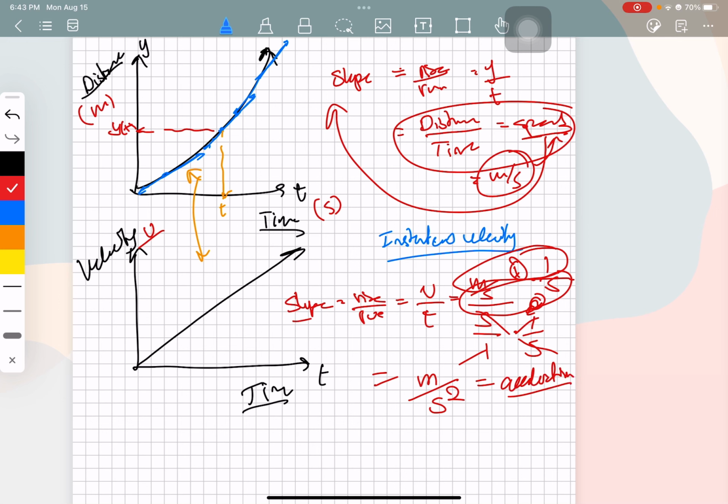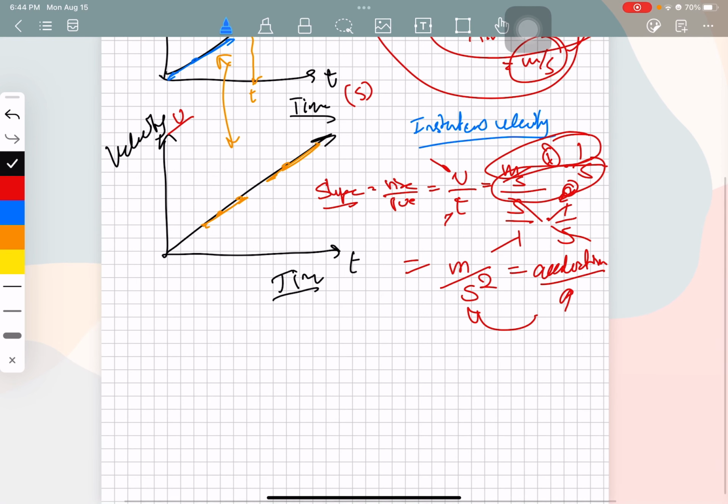So we're saying that the slope is equal to velocity over time, which is equal to the acceleration, that is meters per second squared. So the slope of the velocity at this point, or at any point, is the acceleration. That is my acceleration.